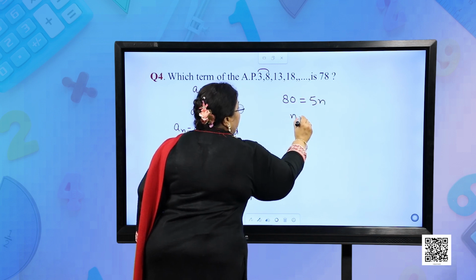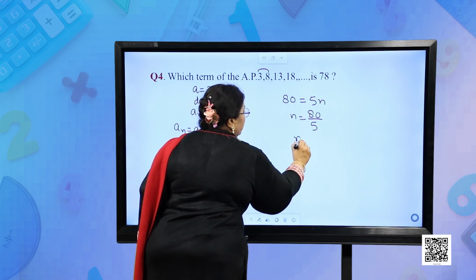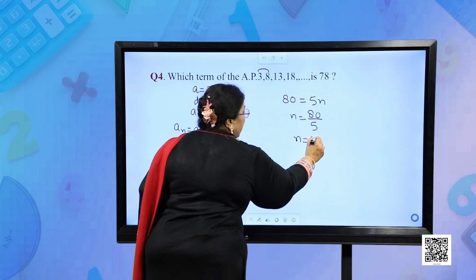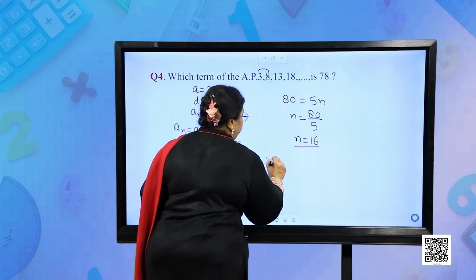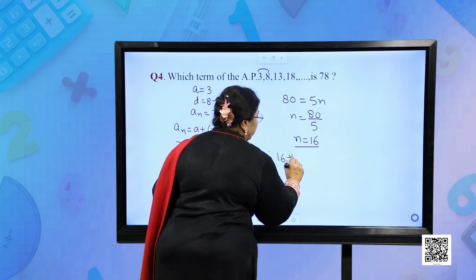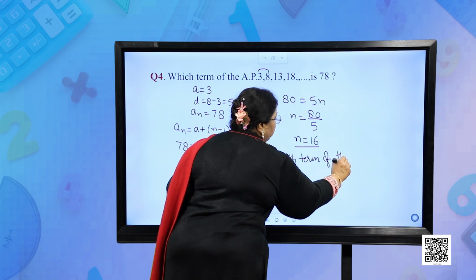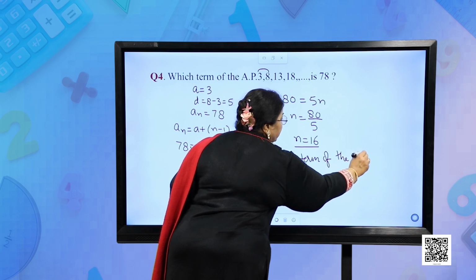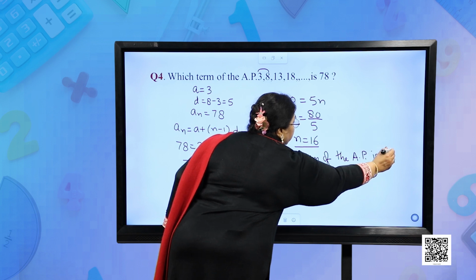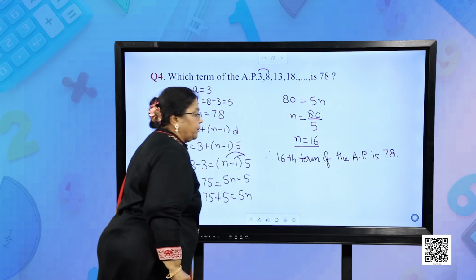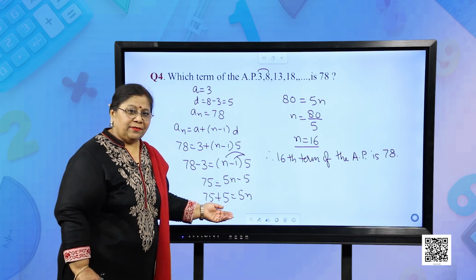That gives me n is equal to 80 divided by 5. So, 5 ones are 5, 3 carries. So, 16 we get here, n is equal to 16. That means the 16th term of the AP is 78. I hope it is clear. Shall we go to the next question?